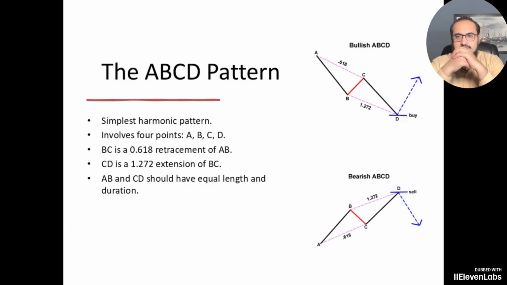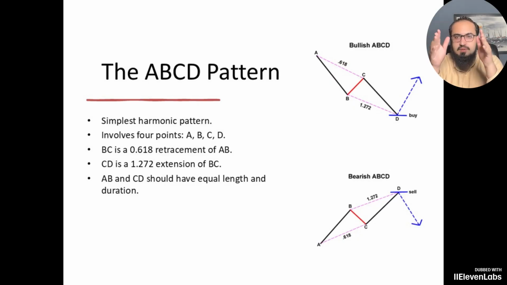So the ABCD pattern is a retracement pattern, right? When it completes, we get a retracement of 0.618. So in this, we have 4 points: A point, B point, C point, and D point. The first move will be A to B. Then we should have the B to C movement, which should be equivalent to the 0.618 Fibonacci retracement of A to B.